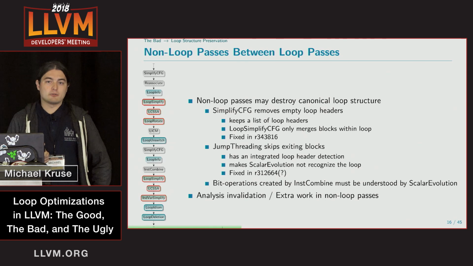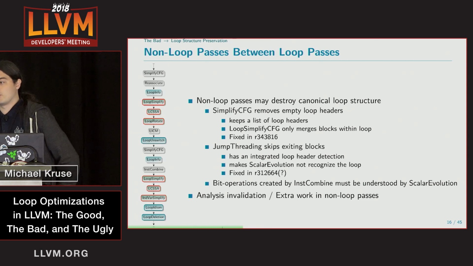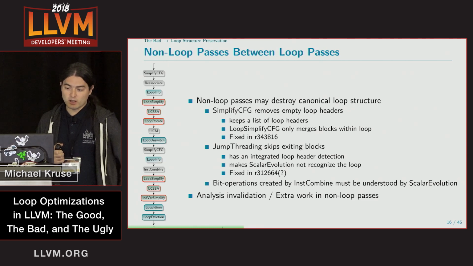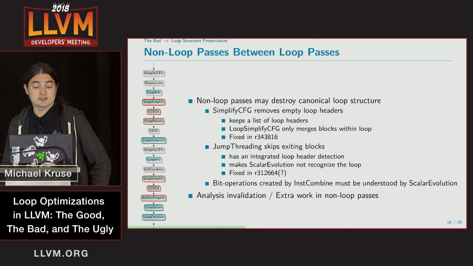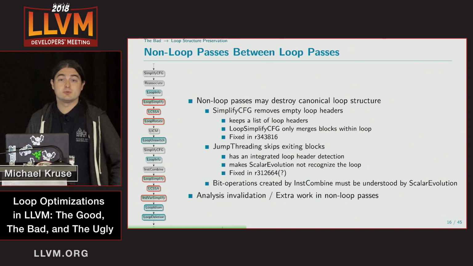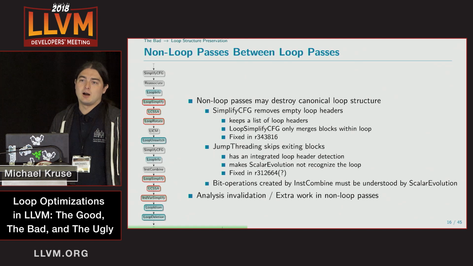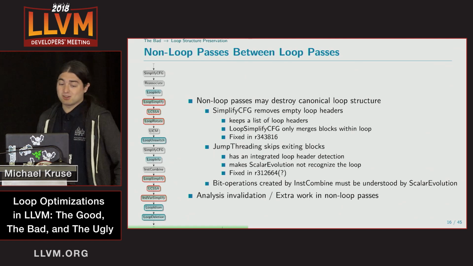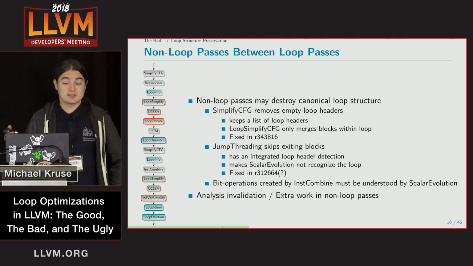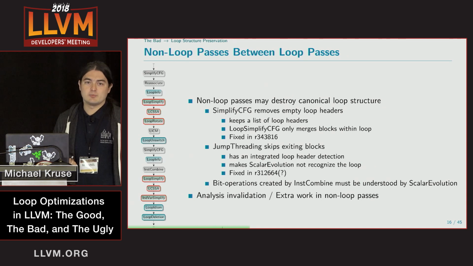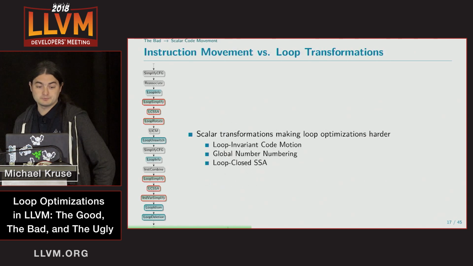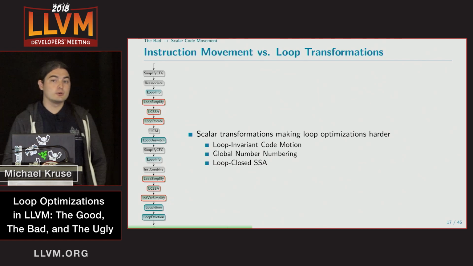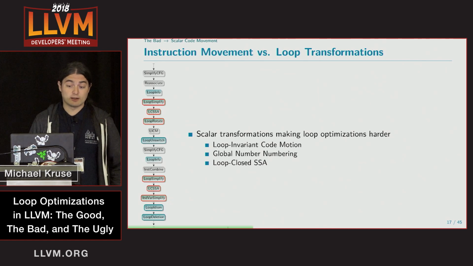Next to the order of the loop passes, we also have other passes in between, and sometimes they struggle with preserving the loop canonical form. I have cases where simplified CFG or jump threading would destroy this loop canonical form, so it would not be detected as a proper loop afterwards. It's also a problem that these non-loop passes need to preserve some of the passes in between, for instance loop info or scalar evolution, or just throw them away.